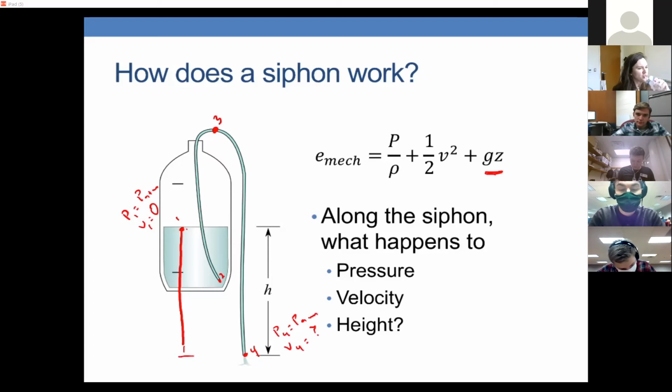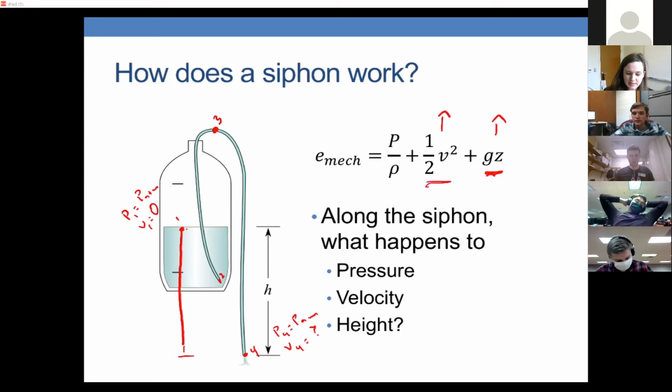You're right that it should decrease as we go from 2 to 3. And why? Because potential energy is going up. If we say the velocity is 0, the velocity is also going up. So from 2 to 3, or you could do it from 1 to 3, either one. If the kinetic energy and the potential energy both increase and the mechanical energy is constant, what has to happen to the pressure? It has to go down.